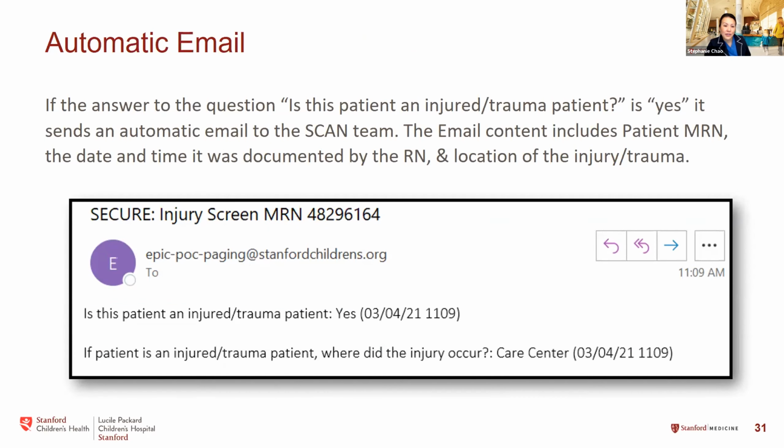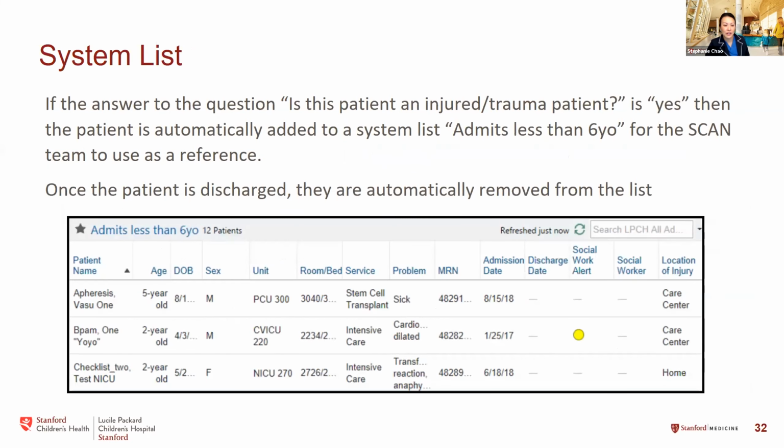When a nurse answers yes to whether or not this is an injured patient, an email is sent automatically to our SCAN team. So this is a copy of the email that Epic generates that's sent automatically, actually in multiple formats, to our child abuse team. It goes both in email as well as through paging. And then it's also compiled in a master patient list within Epic.